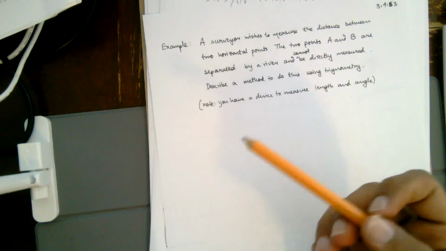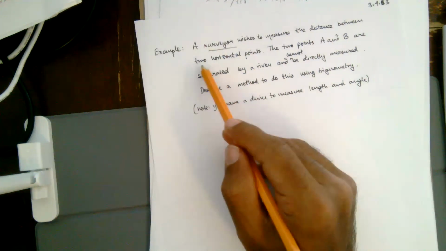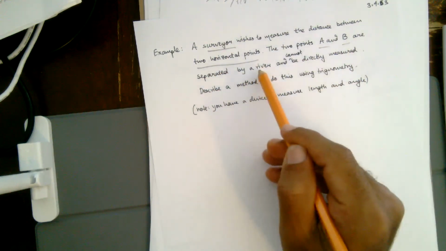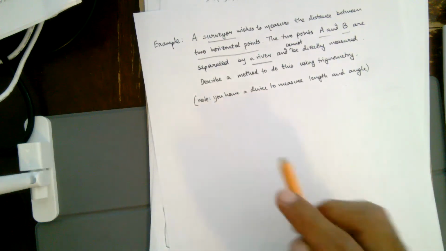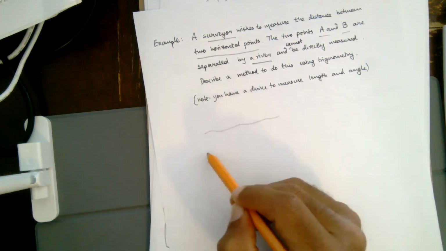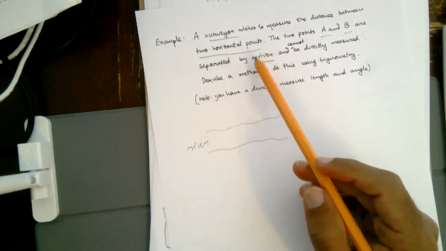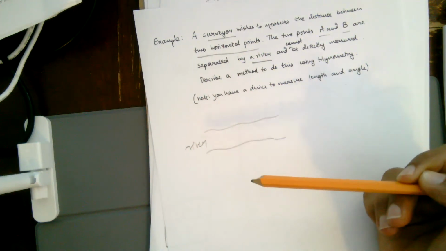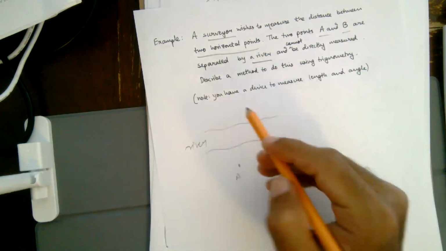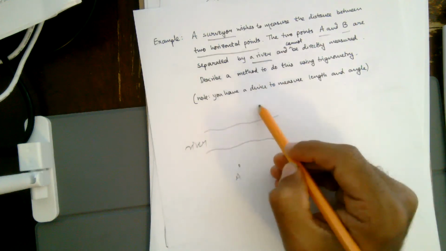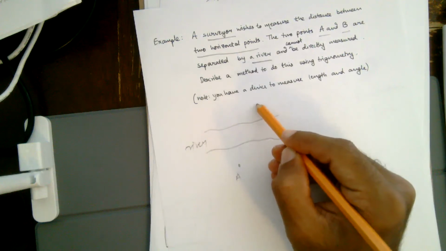Let's read it for the second time. So you have a surveyor. There are two horizontal points, A, B. There is a river, and that's all you know. So let's draw a river. Two points. Horizontal meaning you're not at an elevation, so it's not three-dimensional. We can draw it in two dimensions. The two points are, say, A and B. It doesn't say that B has to be directly opposite, so B is anywhere here.